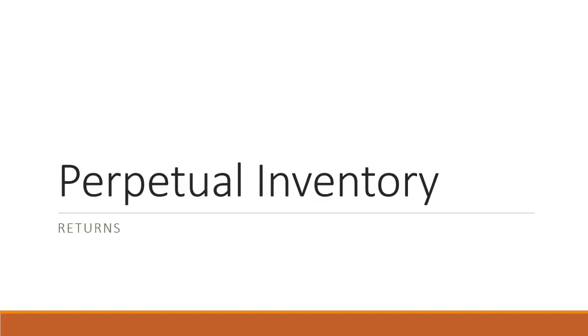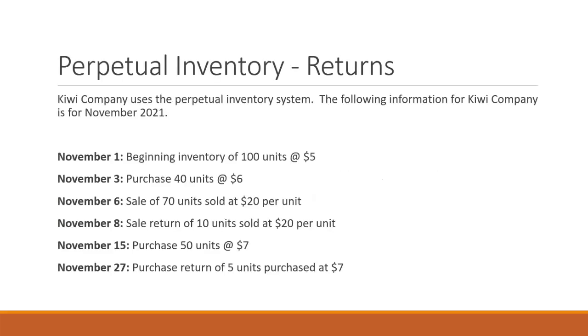Let's work through an example problem for perpetual inventory when we have returns involved. So this problem says that Kiwi Company uses the perpetual inventory system. The following information that we're given is for November of 2021. On November 1st, we had a beginning inventory of 100 units at $5 a piece. November 3rd, we purchased 40 more units at $6 each. On the 6th, we made a sale of 70 units, selling each of those for $20 each.